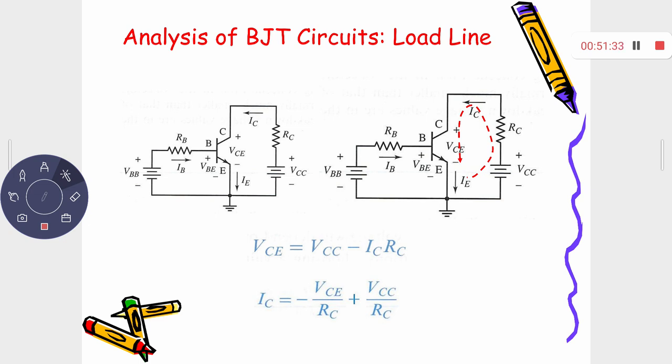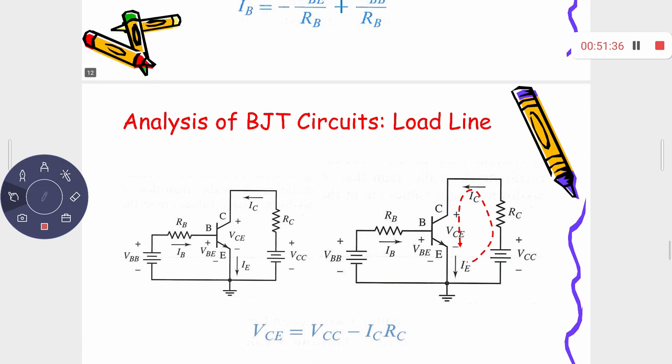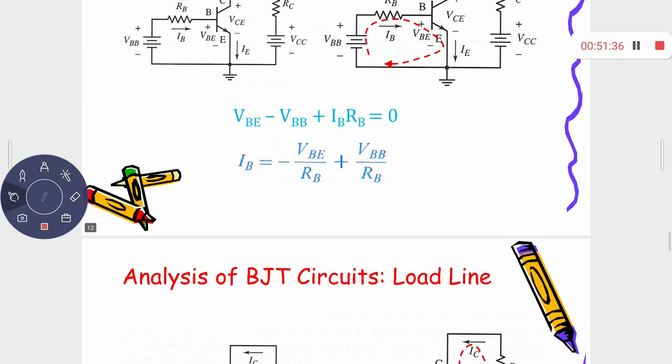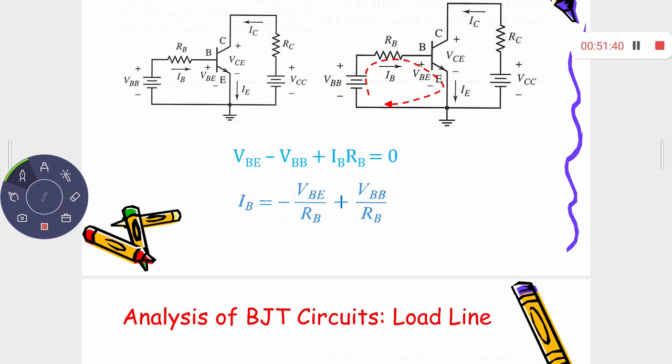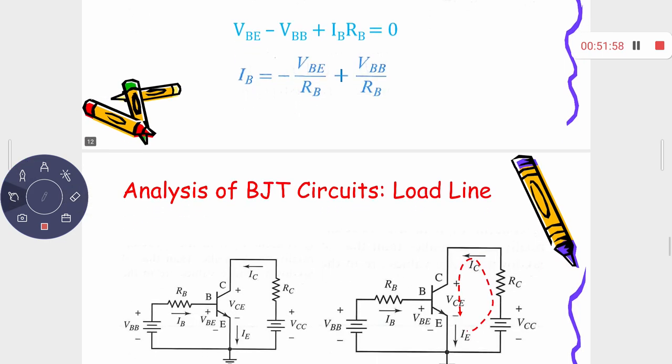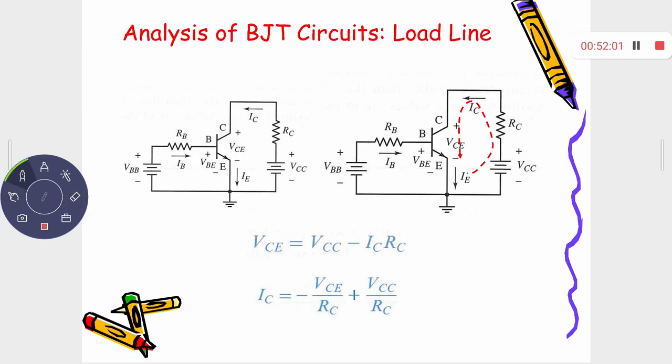On the input side, you have VBB, VBE on, and you have RB. What are the known parameters? This is known, this is known, this is known. So you can calculate this IB, right? Then come to the output side. In the output side, what do you have? You have already calculated IB. So you know IC.